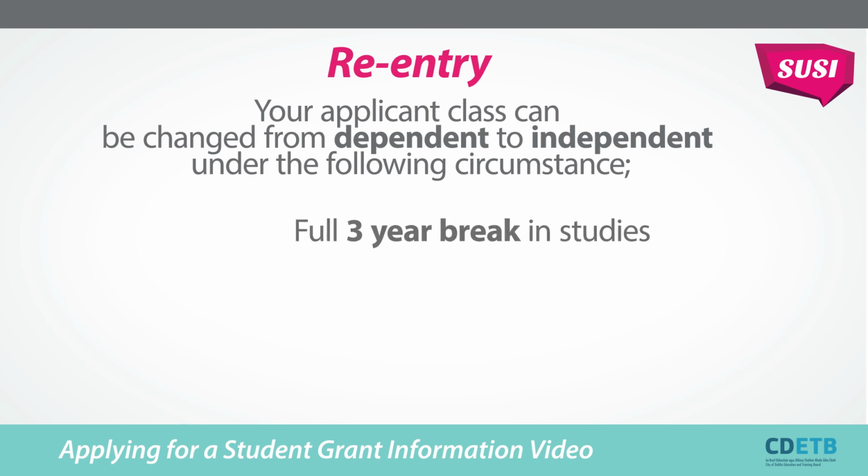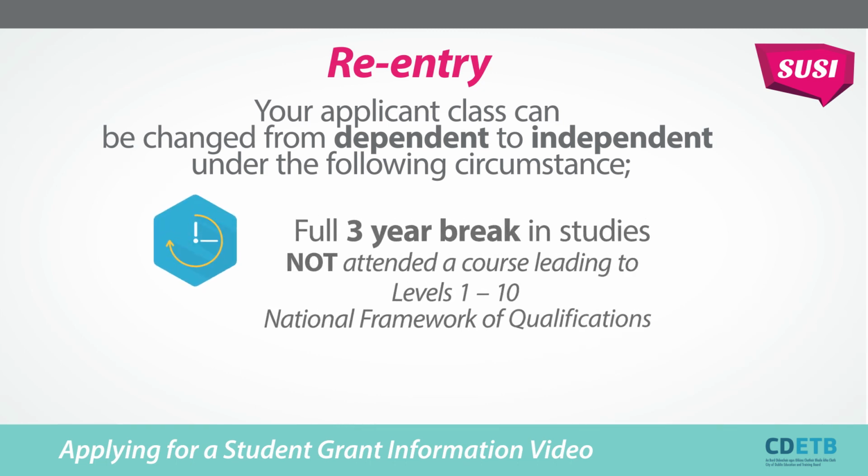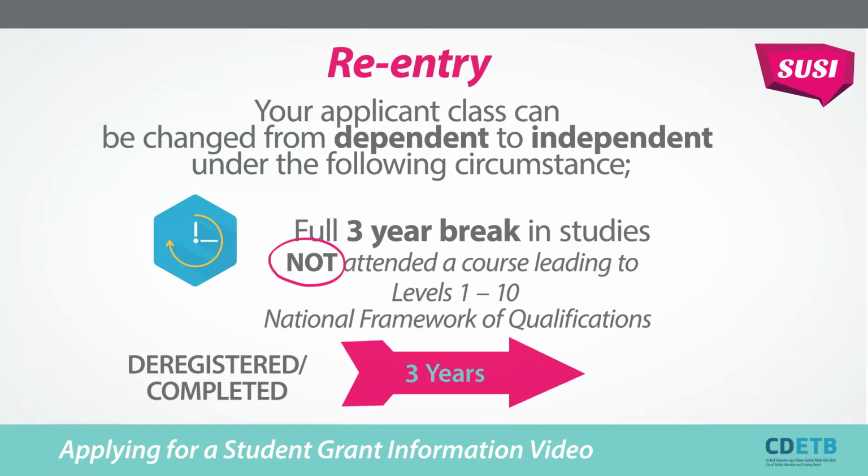Or on re-entry, your applicant class may also be changed from dependent to independent under the following circumstance. If you have had a full 3-year break in studies and you have not attended within the last 3 years a course leading to a major award at levels 1 to 10 of the National Framework of Qualifications. The 3-year break is calculated from the time you deregister or complete your last course to the start date of the approved course you wish to attend, having previously attended an approved course.